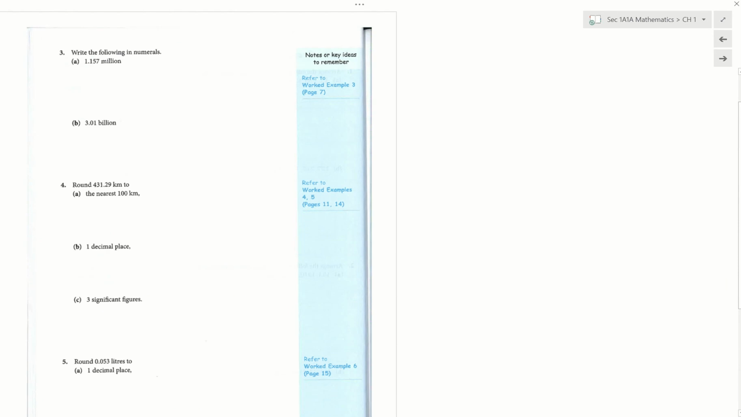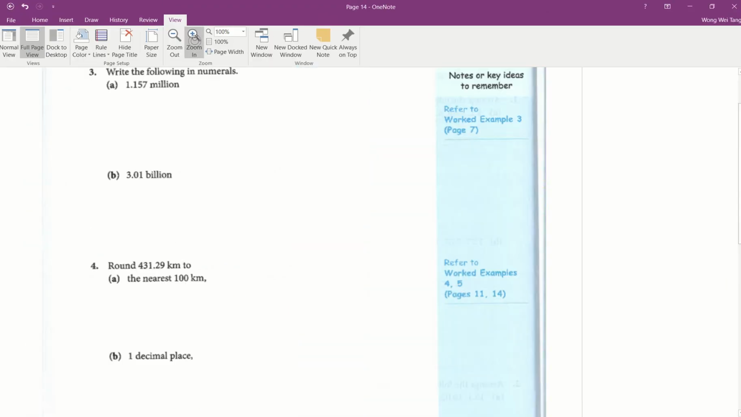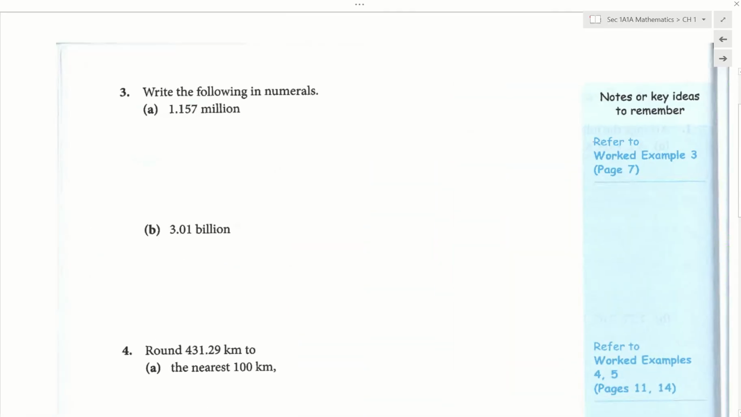Now next page. Write the following in numerals. Okay, who wants to answer this? Yes? 115700. Okay, correct. Sit down. Next.